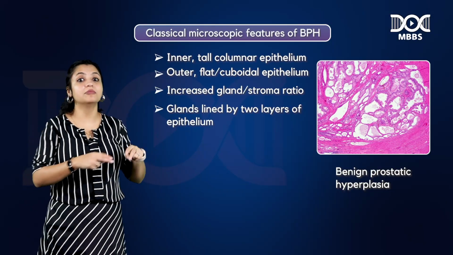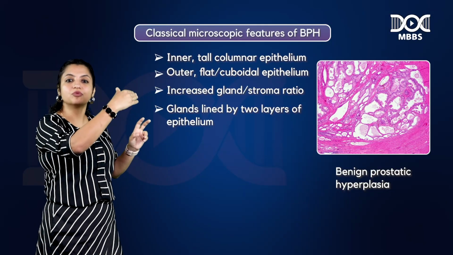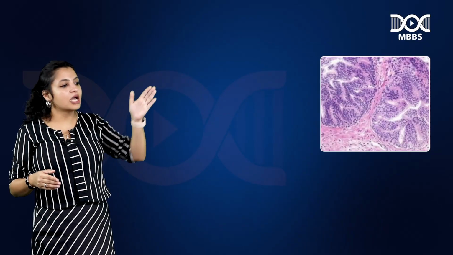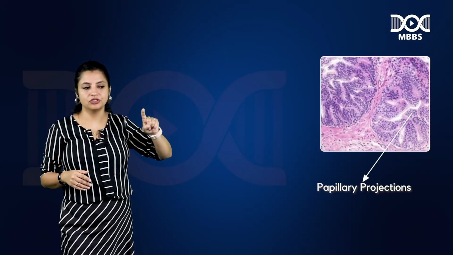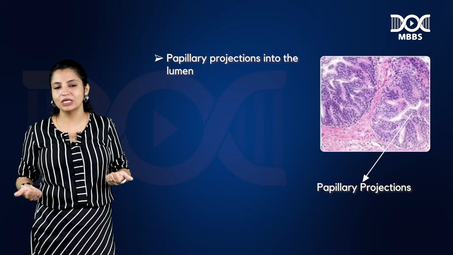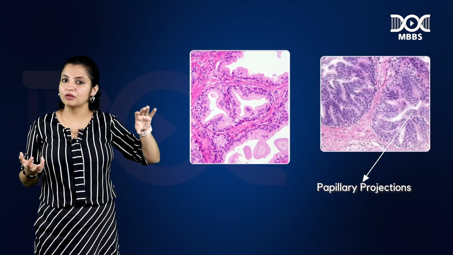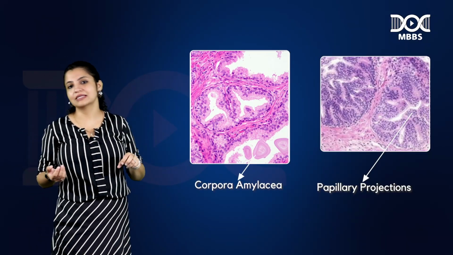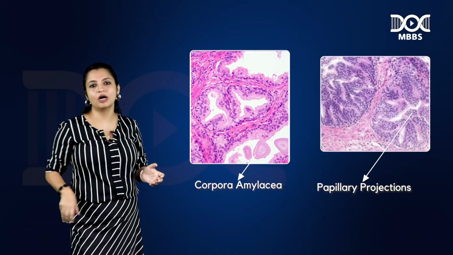But there can be more proliferation of the epithelium. Whenever the epithelium starts proliferating more, it will go into the lumen and form papillae. So there can be papillary projections which can be seen in the glands. There is glandular proliferation, but there are papillary projections which occur into the lumen. Now number 3, because there are more glands, there are more secretions, so they can have corpora amylaceae inside the acini. Inside these glands, inside these acini, you can see the corpora amylaceae.